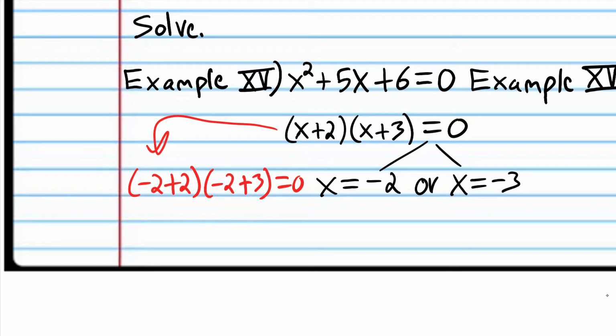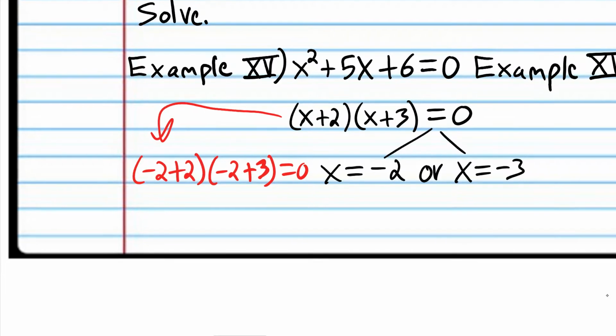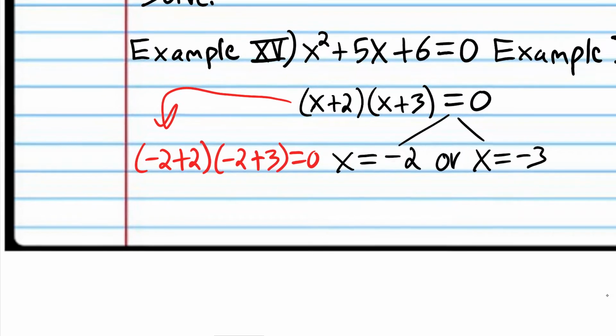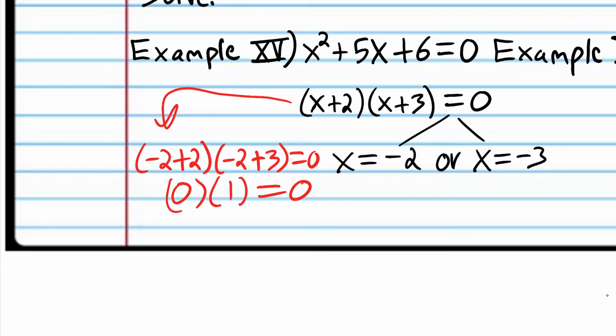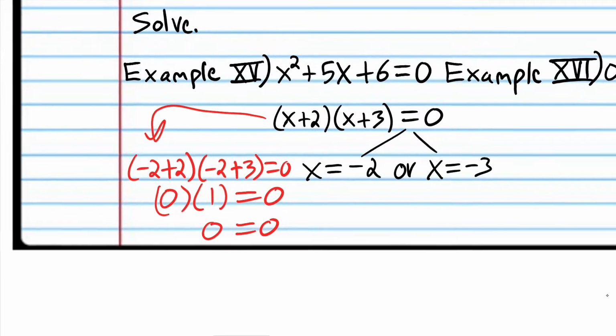We must follow the order of operations here. So we have to do the parentheses first. -2 plus 2 is 0, and -2 plus 3 is 1. And 0 times 1 is 0, therefore it worked. You see, all we're looking for are the x values that make this equation true. We just proved that if you plug in -2 to this expression, it makes the equation 0, which means that -2 is a solution. That's all we're doing here.